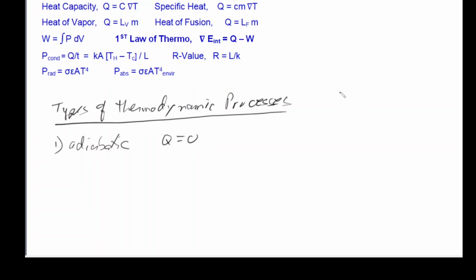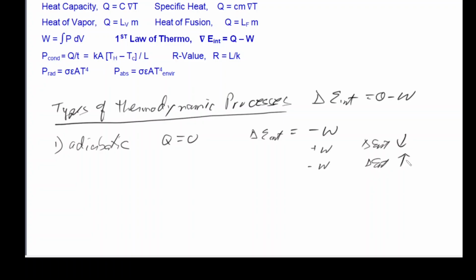So since internal energy is equal to Q minus W, if Q is 0, then we get the change in internal energy is equal to the negative of the work done. And if you do positive work done by the system, internal energy goes down. And if you have work done on the system, internal energy goes up.